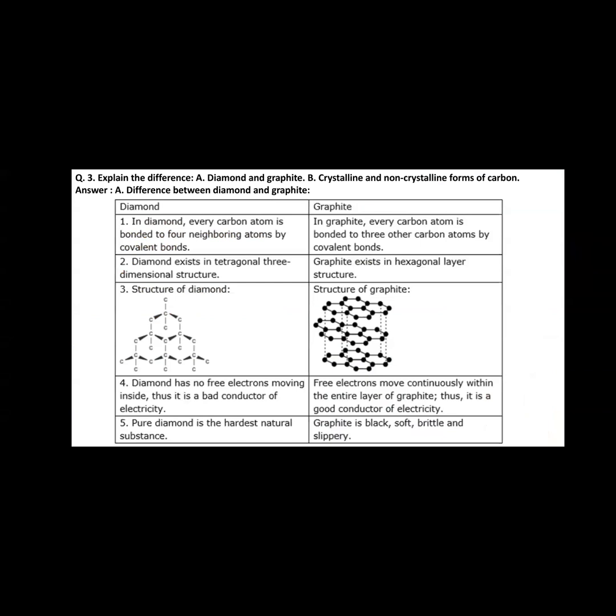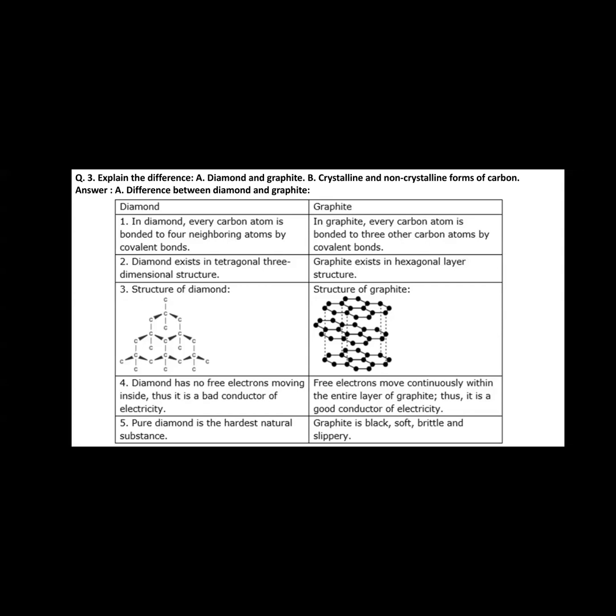The next question is: explain the difference between diamond and graphite. First, we have to discuss the difference between diamond and graphite. In diamond, every carbon atom is bonded to four neighboring atoms by covalent bonds. As the figure shows, the central atom is bonded to the four neighboring carbon atoms in the structure of carbon.